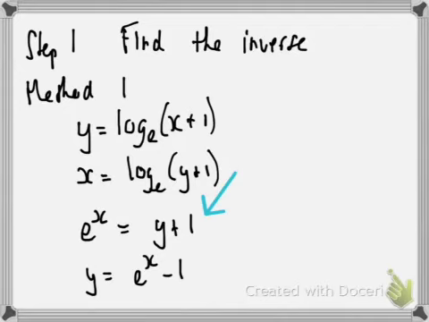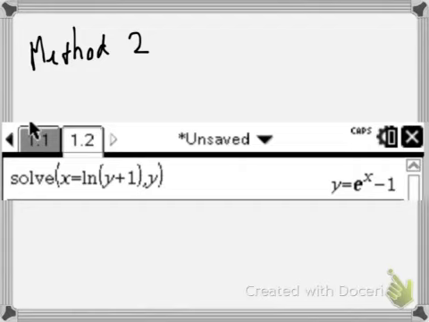e to the power of x equals y plus 1. See, that's what I've done there in the next line. And then to get y by itself, it's just simply a matter of taking the plus 1 over. So y would equal e to the power of x minus 1. Now, we can do this on our graphics calculator. We swap x and y over first. So solve x equals log (y plus 1) base e, or ln(y plus 1), and solve for y.